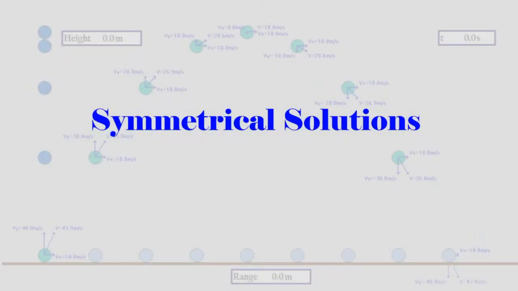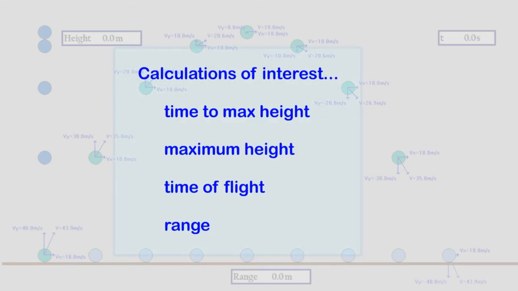We're back with level-to-level projectiles, and we're going to be looking at symmetrical solutions to solve some of the information we need from a level-to-level projectile. To do that, we need to understand what kinds of information we could be asked for. Here's a list. Calculations of interest would be time to maximum height, the maximum height itself, and time of flight. We'd also like to know how far it goes horizontally, or the range. Those are the things we might be interested in calculating.